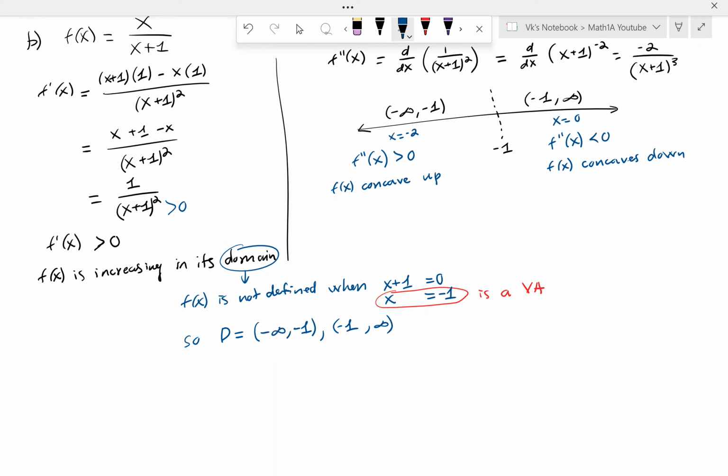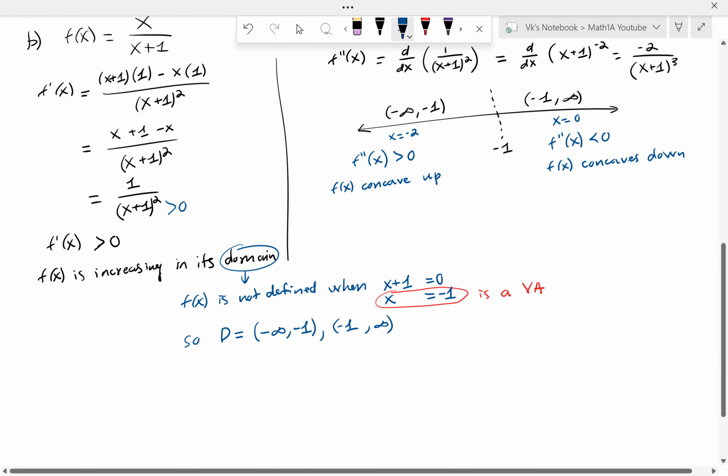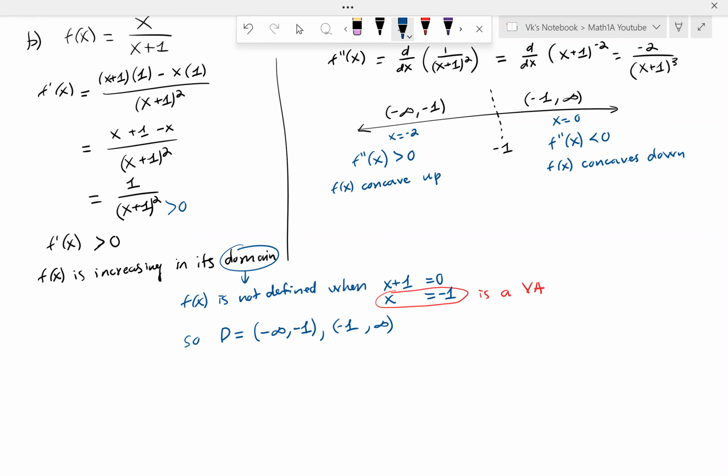That is it. We have all the information here to sketch this. Well, there's one more that we are missing. This is a rational function, so we need to look to see if it has a horizontal asymptote.